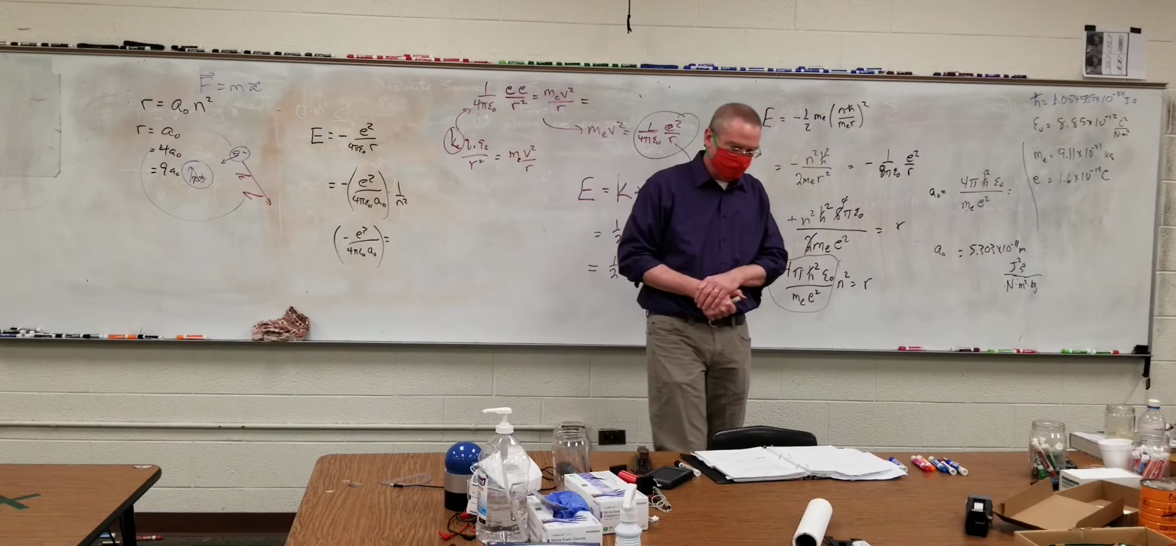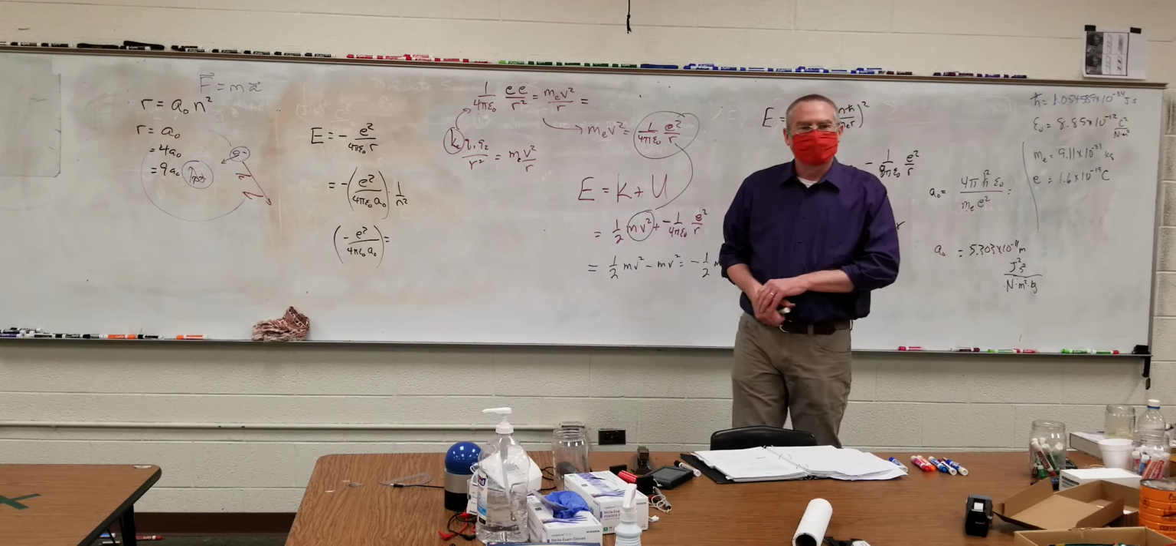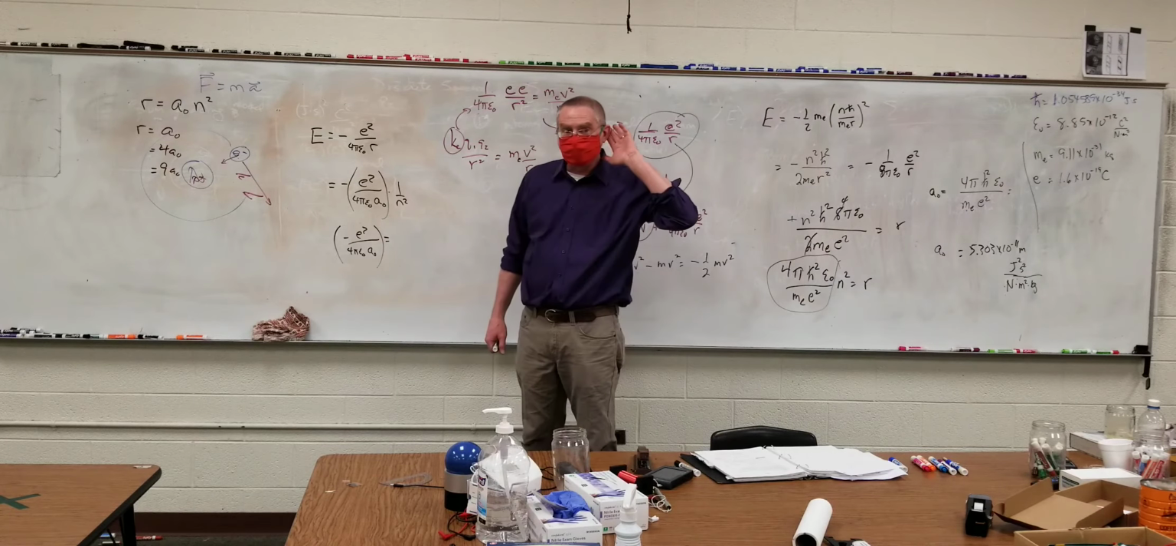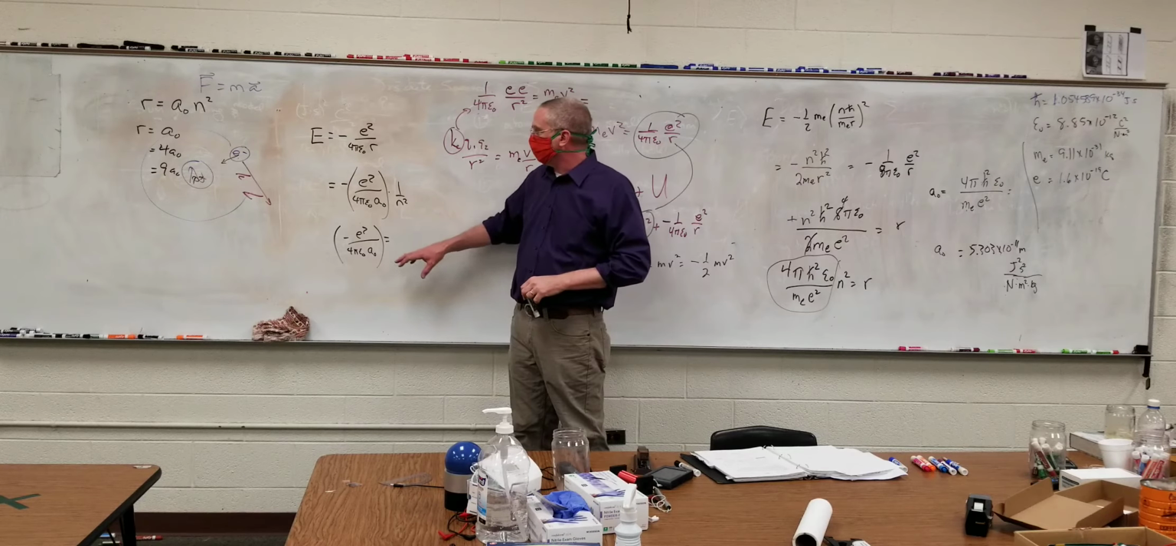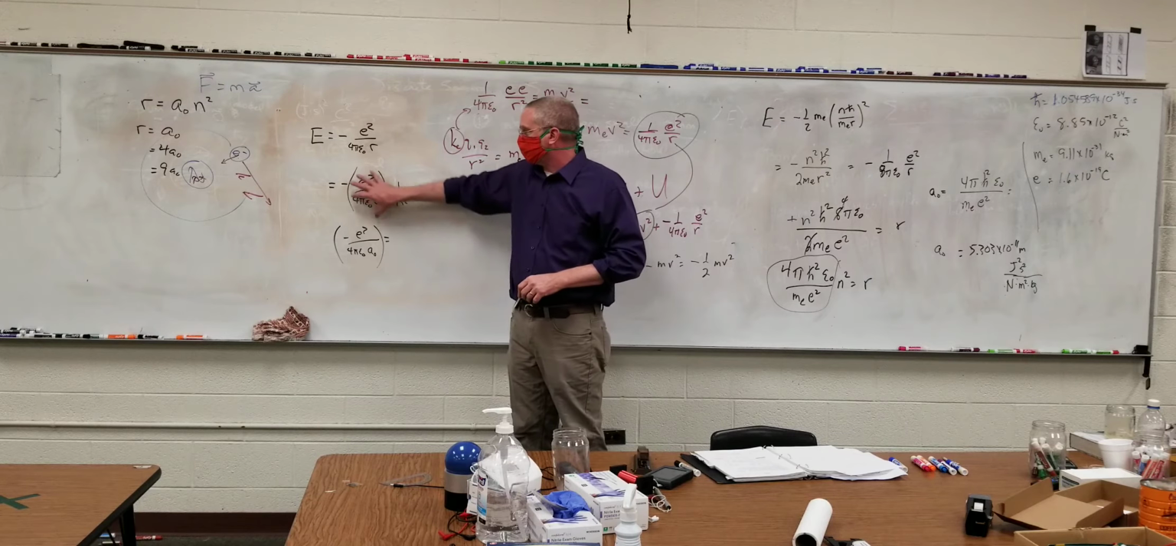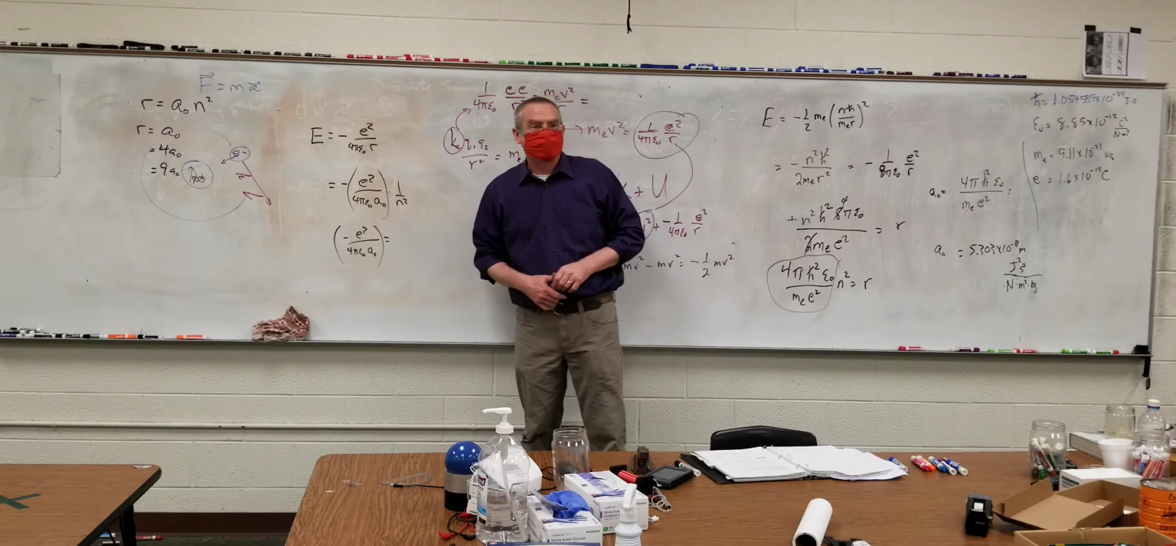In that formula, the 1 over n squared seems like it disappeared. Say that again? 1 over n squared, it seems like it disappeared. Oh, the formula for energy is this. I just rewrote the coefficient. Okay.